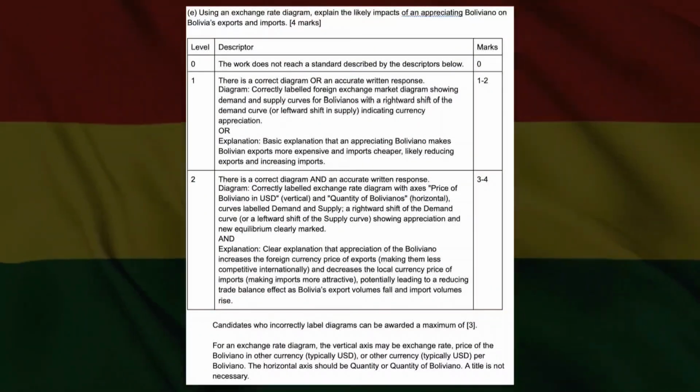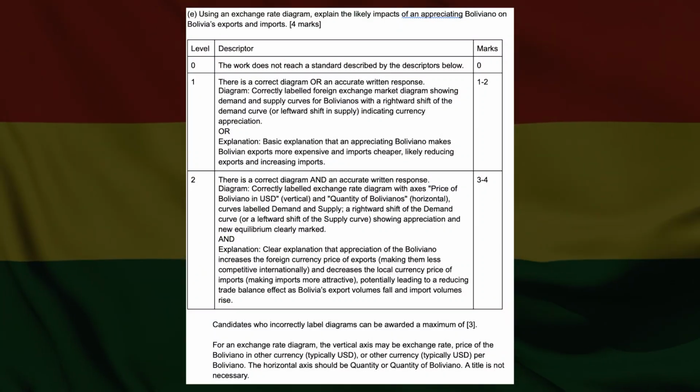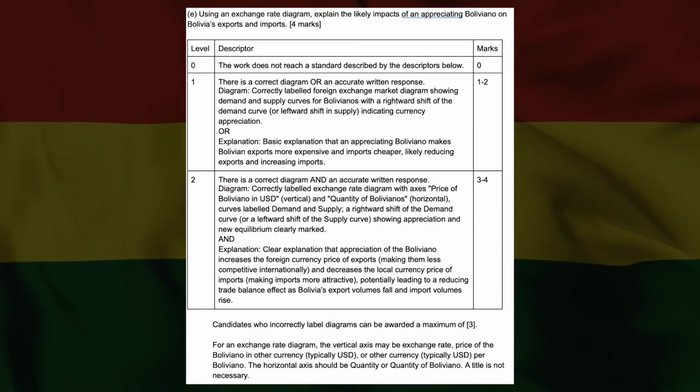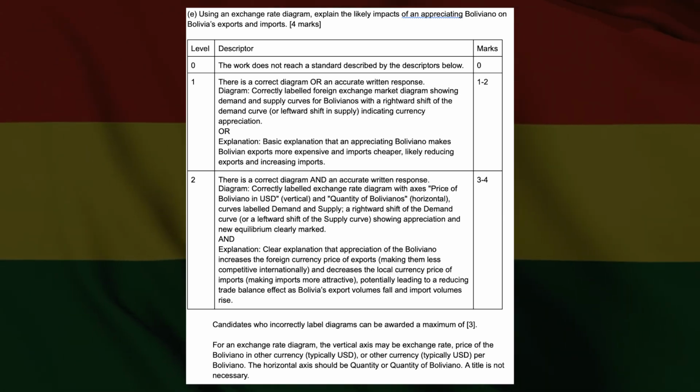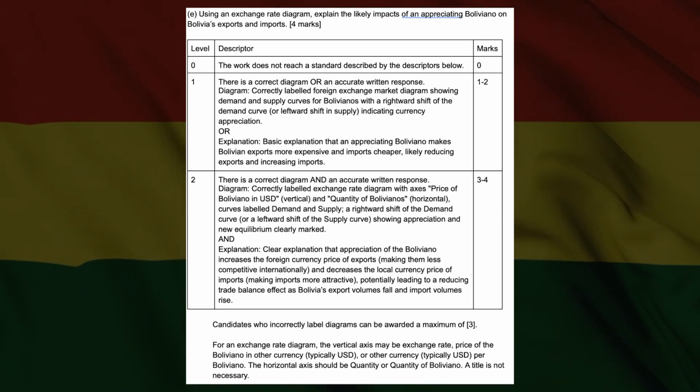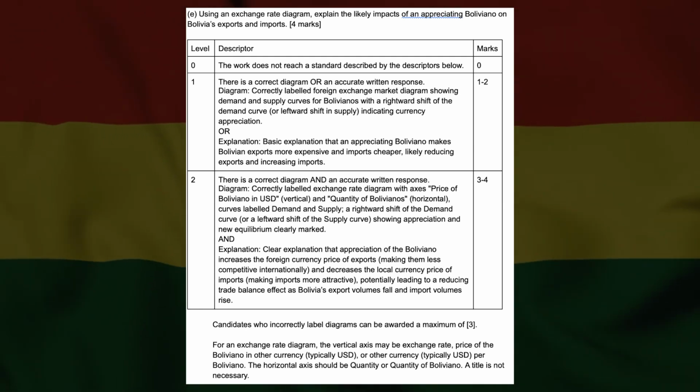And explanation: a clear explanation that appreciation of the Boliviano increases the foreign currency price of exports, making them less competitive internationally, and decreases the local currency price of imports, making imports more attractive, potentially leading to a reducing trade balance effect as Bolivia's export volumes fall and import volumes rise.